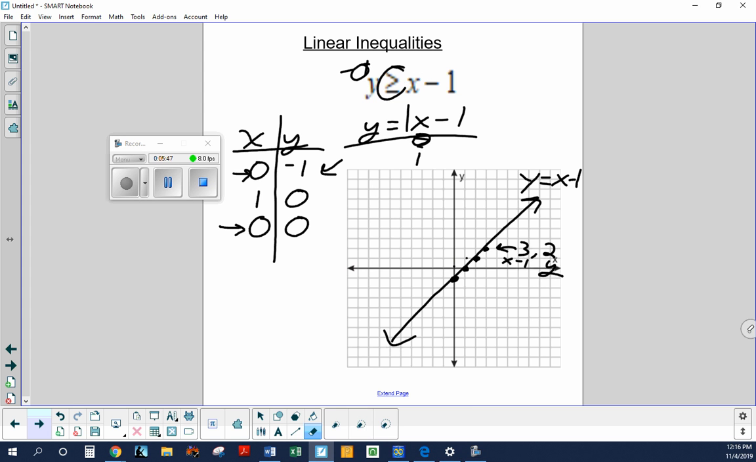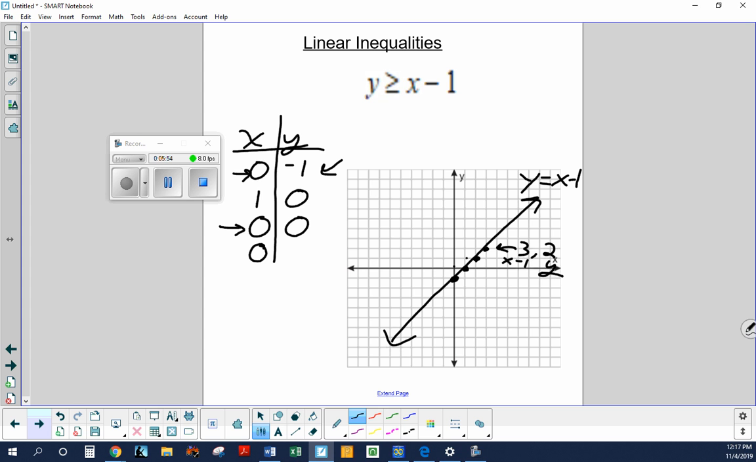Let's look at some other examples. I'm going to erase some of this to clean it up. If x is 0, y just has to be equal to -1 or anything greater than. So y could be -1, y could be 0, y could be 1. Anything bigger than that, the list goes on and on and on. So there are a lot more values when we say y is anything greater than or equal to -1.